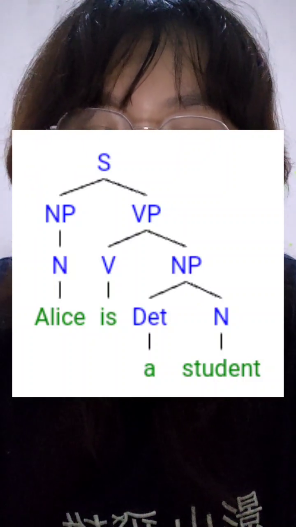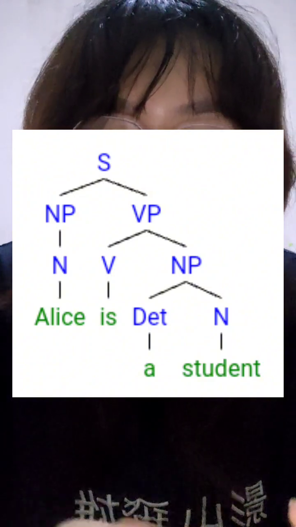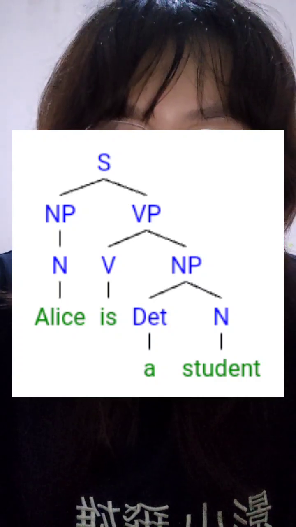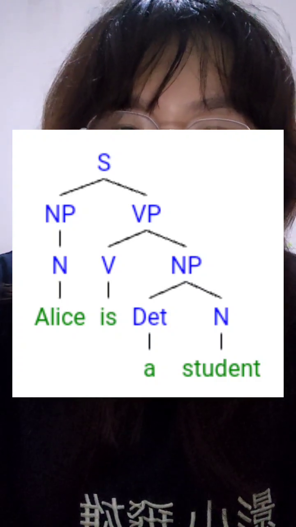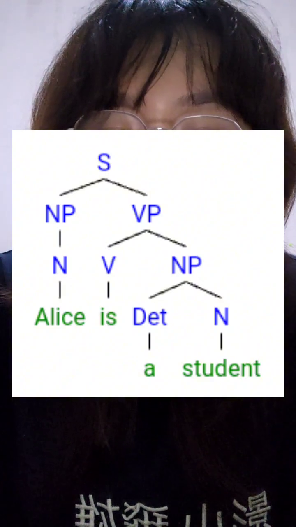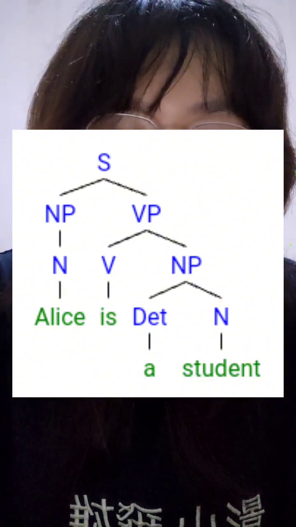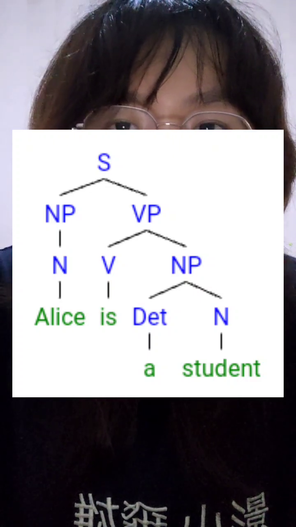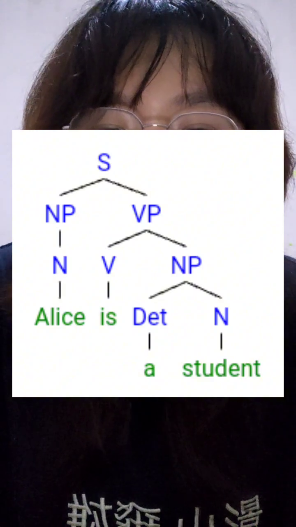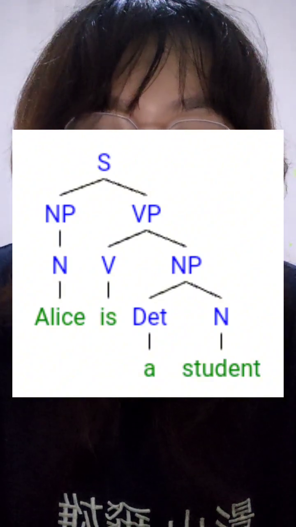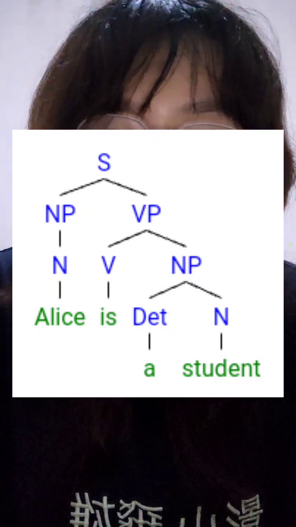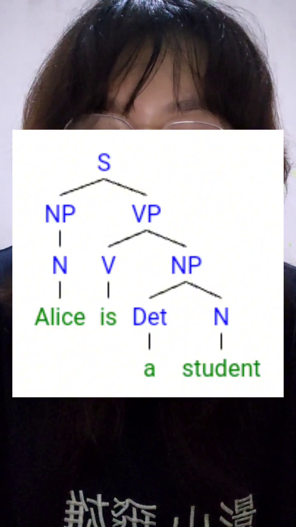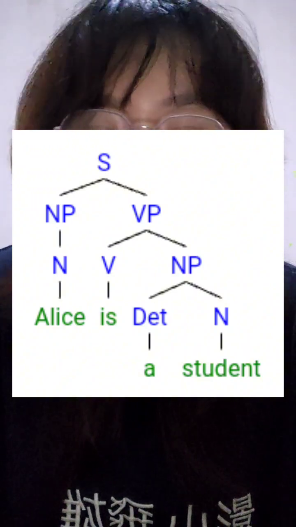So here we have Alice and is a student. They are divided into two parts. Alice here is the NP, the noun phrase, and is a student is the VP, the verb phrase. Now as you can see in the picture, Alice is a noun from the noun phrase, and then is a student is divided again into more parts. Let's take a look at the biggest ones first, the V and NP there. So is a student is divided into V and NP.